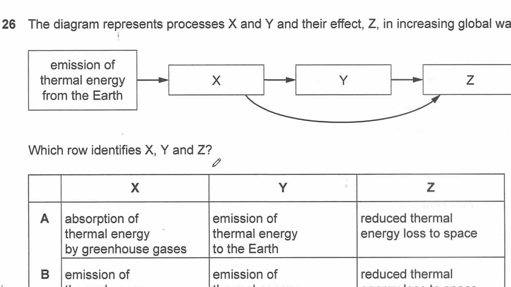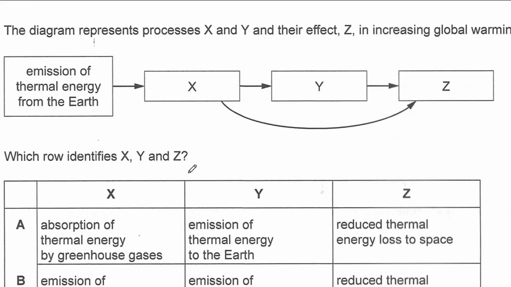Question 26. The diagram represents processes X and Y and their effect Z in increasing global warming. So we have emission of thermal energy from the air. We have X, Y, and Z. Which arrows identify X, Y, and Z? So let's look at it. X will be the absorption of the thermal energy by greenhouse gases. Then Y should be emission of the thermal energy to the earth, and then Z should be reduced thermal energy loss to space. So therefore, the answer is straightforward, which is A, because A is exactly how it's supposed to be.